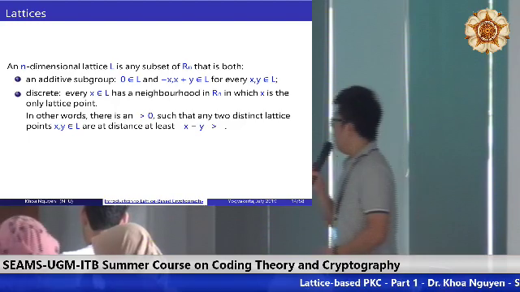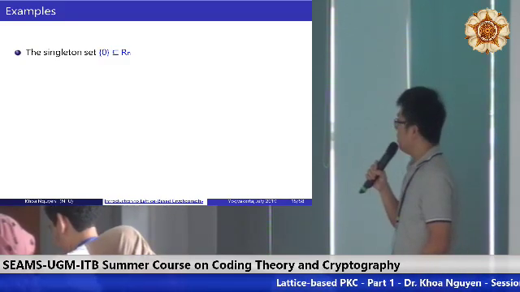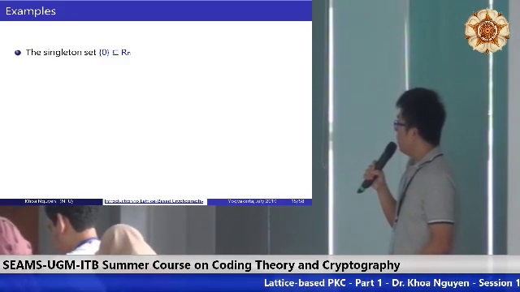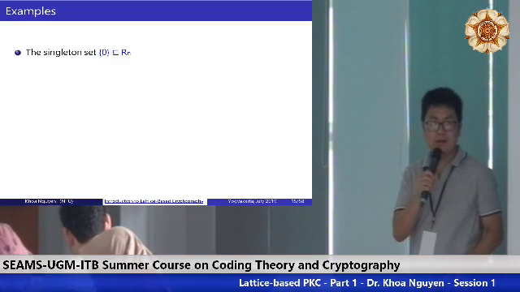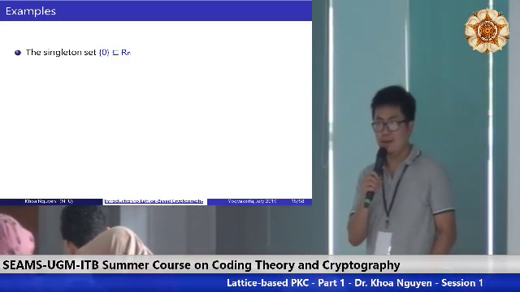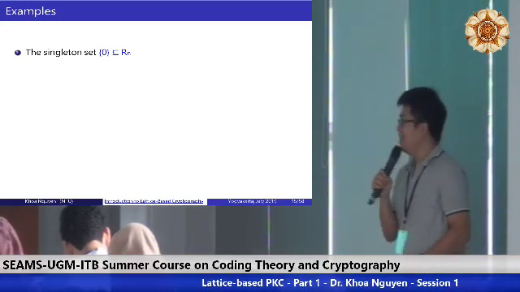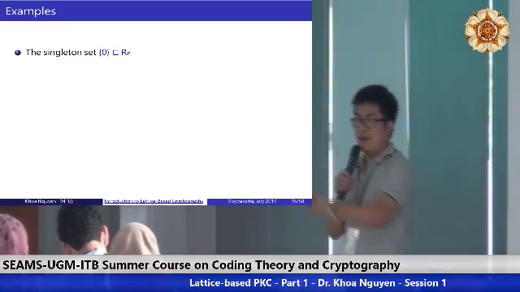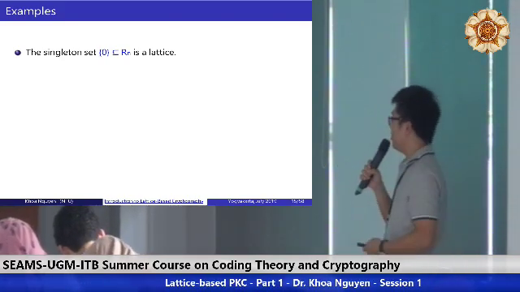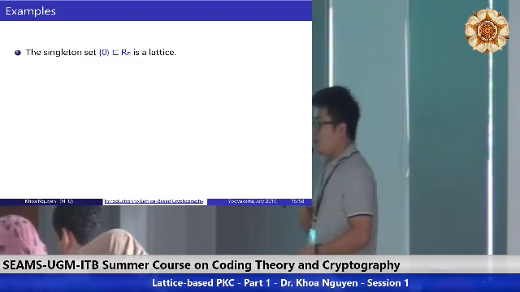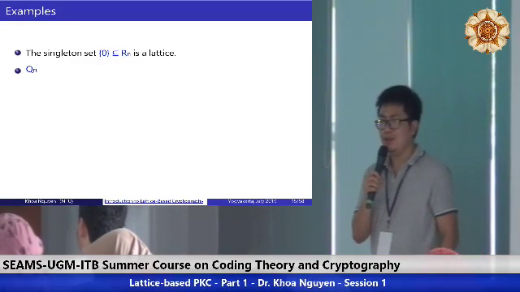Okay, let's consider several examples of lattices. The question is whether the singleton set that consists only of the zero vector is a lattice or not. Yes or no? Yes, it's a lattice, right? It satisfies the properties. It's a subgroup of R^n, and of course it's discrete, with only one element. How about Q^n? Yes or no?